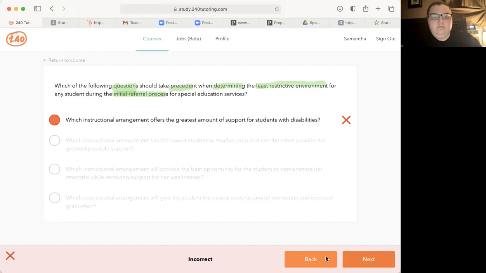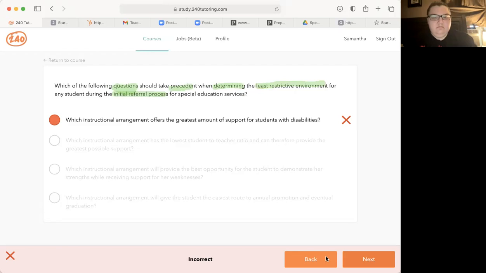Which instructional arrangement has the, I'm sorry, one moment, lowest student to teacher ratio and can therefore provide the greatest possible support? Which instructional arrangement will provide the best opportunity for the student to demonstrate her strengths while receiving support for her weaknesses? Which instructional arrangement will give the student the easiest route to annual promotion and eventual graduation?